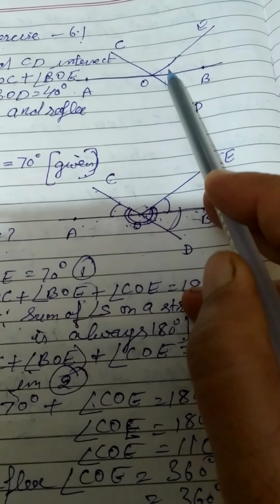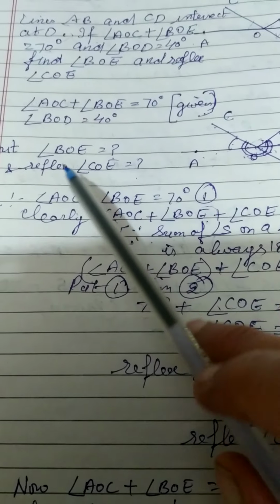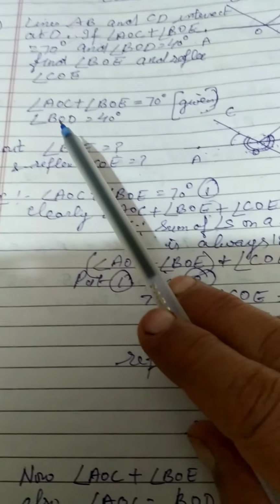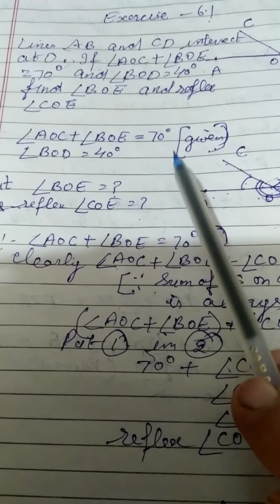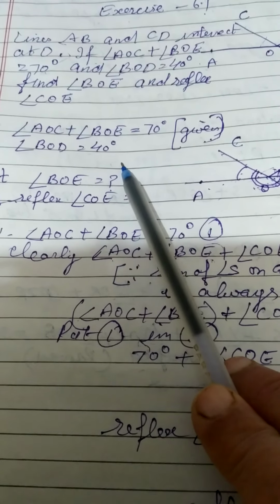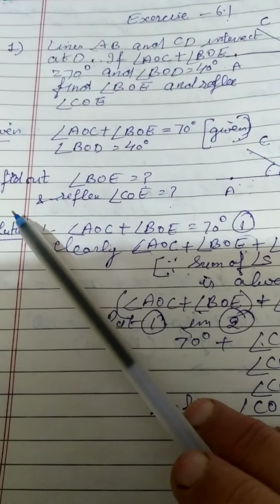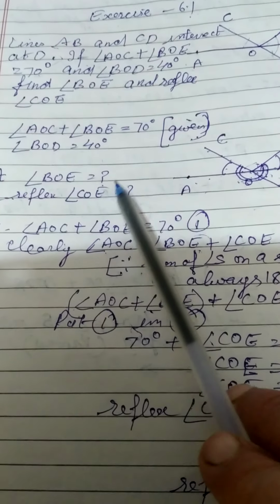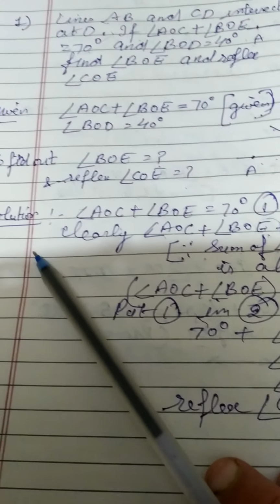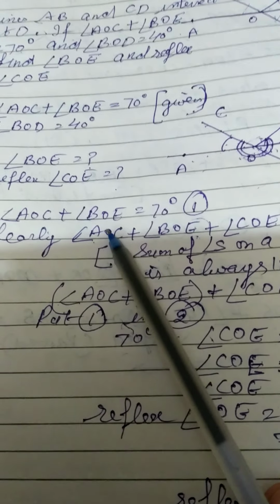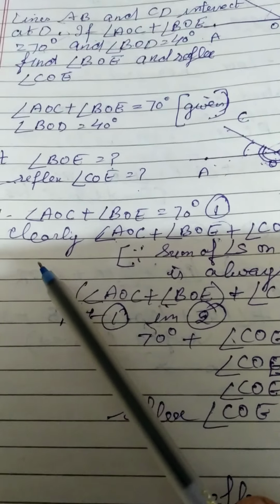Reflex angle means this angle, more than 180 and less than 360. See here. Given is angle AOC plus BOE is equal to 70 degree. You must write from the question given angle BOD is equal to 40 degree, because it also has some marks. Then to find is angle BOE and reflex angle COE. Now the solution: angle AOC plus BOE is equal to 70. It was given. Always the solution starts from given.